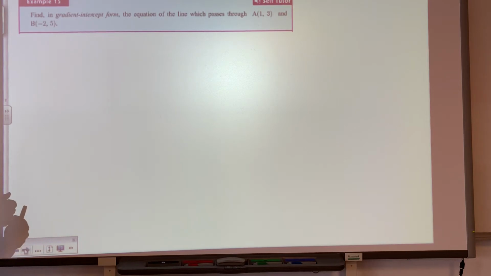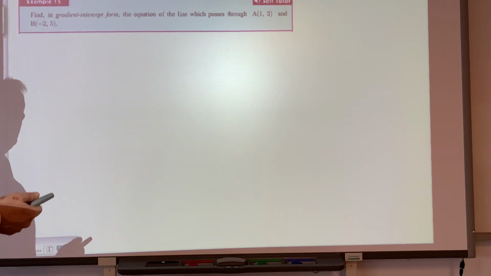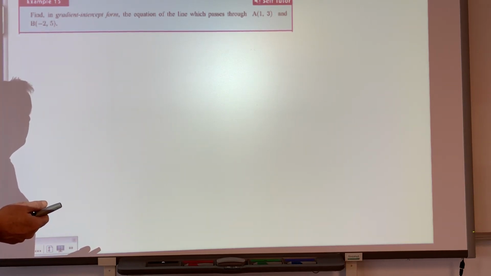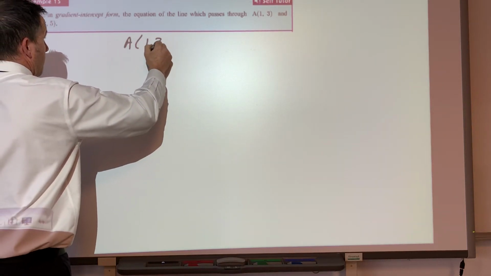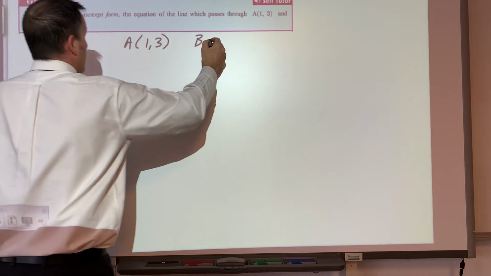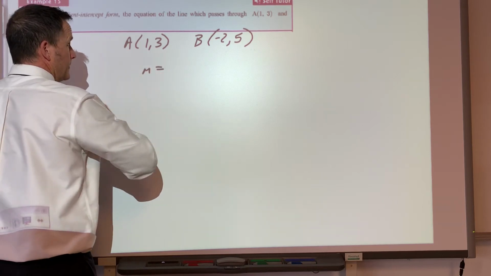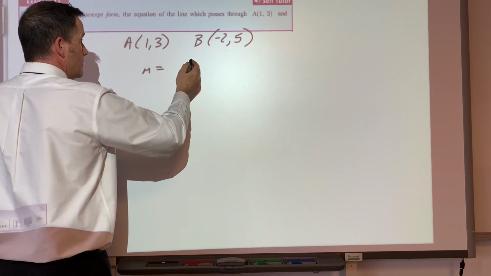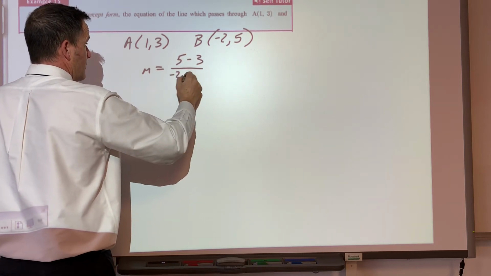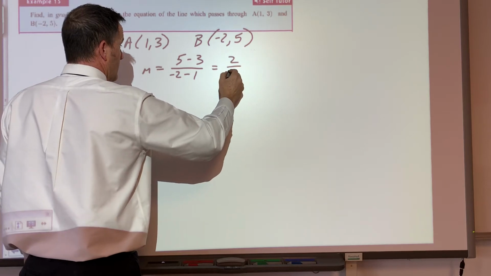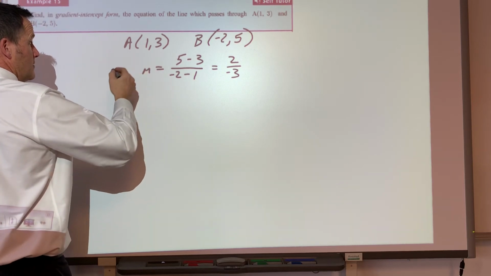Find the gradient intercept form, the equation of a line which passes through this and this. Pretty straightforward. I am going to do this. We have A, 1 and 3, B, negative 2 and 5. So my slope is going to be 5 minus 3 over negative 2 minus 1, 2 over negative 3. So that's my slope.